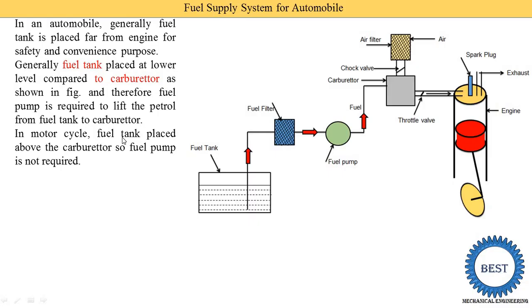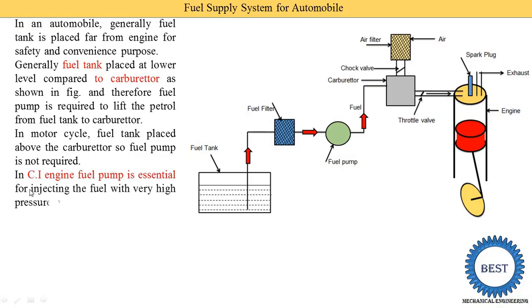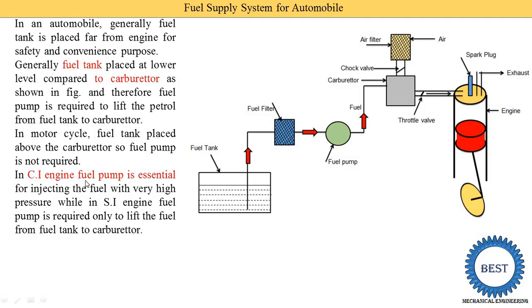So in our bike, no fuel pump is used because the tank is at an upper level and the carburetor is below the tank. In a CI engine, meaning compression ignition engine or diesel engine, a fuel pump is essential. In an SI engine, meaning a petrol engine, the fuel pump is not compulsory. It depends on the location of the fuel tank. But in a CI engine, the fuel pump is compulsory. Why? Because the fuel pump is used to inject the fuel at very high pressure.